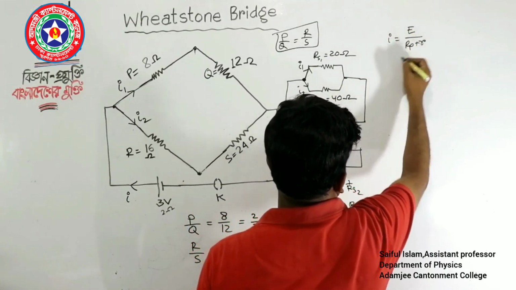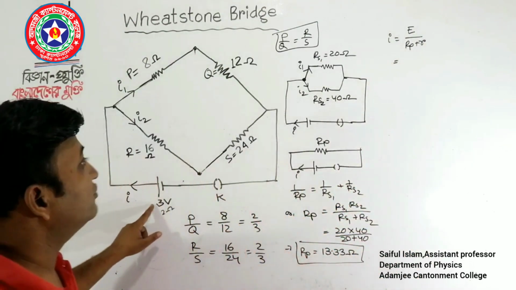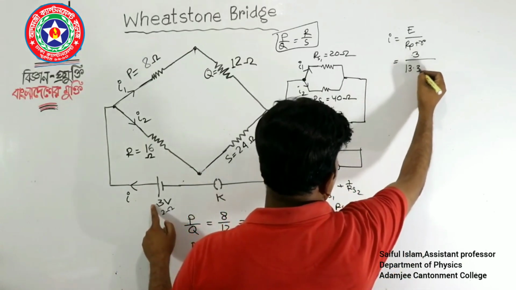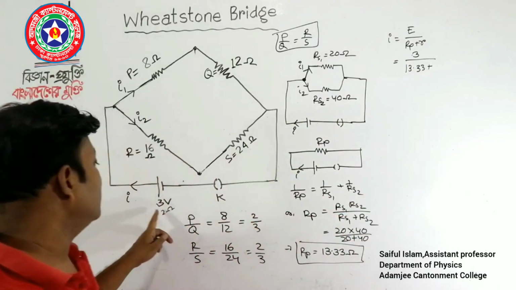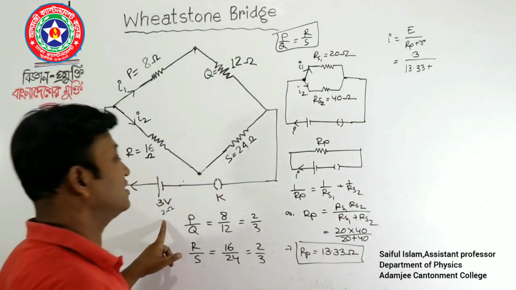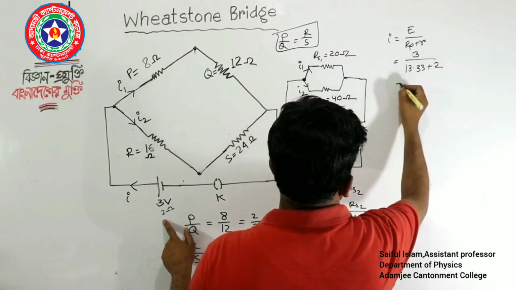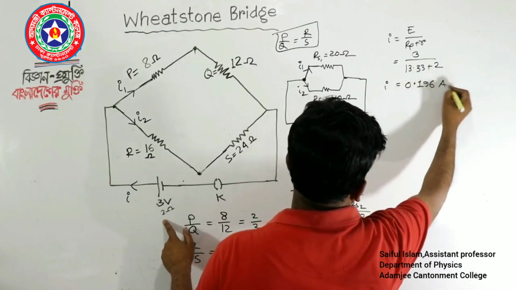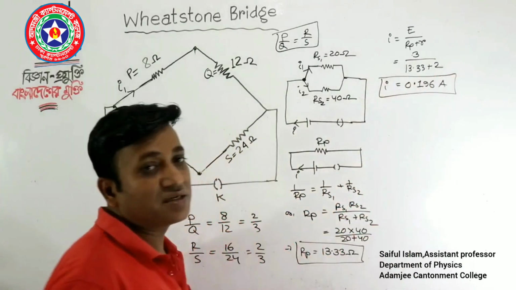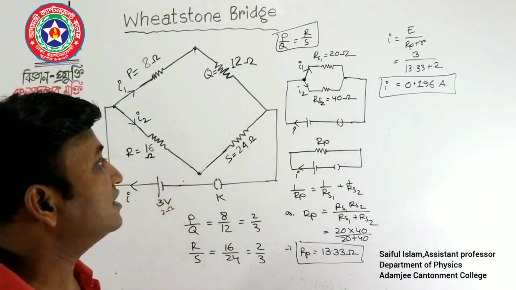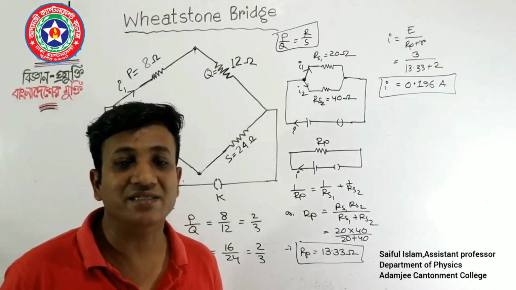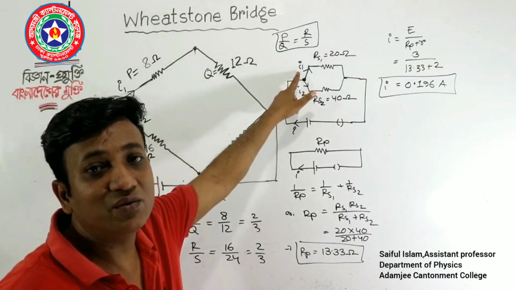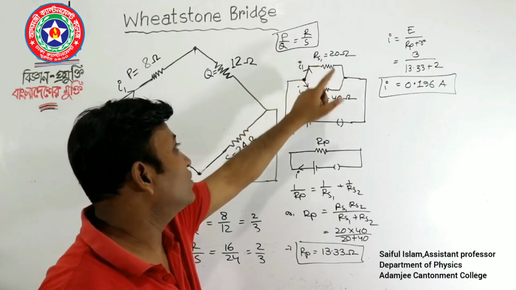So from this circuit we can calculate the main current I equals E divided by Rp plus small r. Here E is 3 volts, Rp is 13.33, and this small r is the internal resistance of the battery, which is 2 ohms. After calculation we get the main current is 0.196 ampere. So the main current of this Wheatstone bridge is 0.196 ampere.